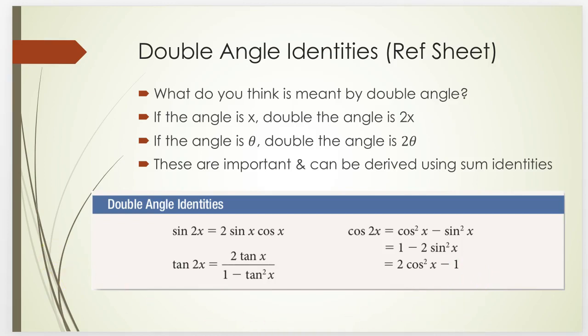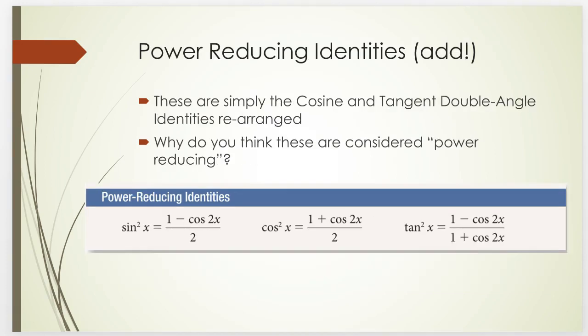All right, so the next thing we're going to look at is the power reducing identities. You need to add these to your sheet. So these are simply the cosine and tangent double angle identities rearranged. And so my question is, why do you think that these are considered power reducing? And since I'm not there, I'm going to answer it for you.